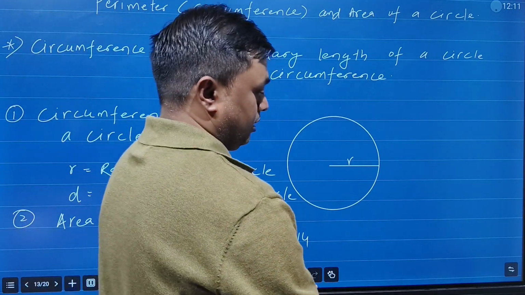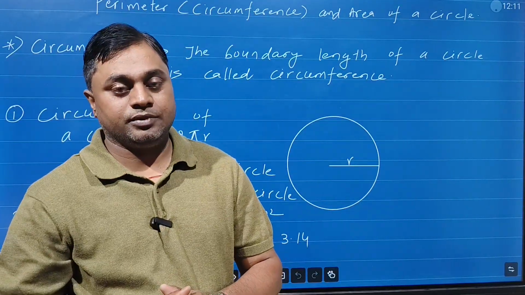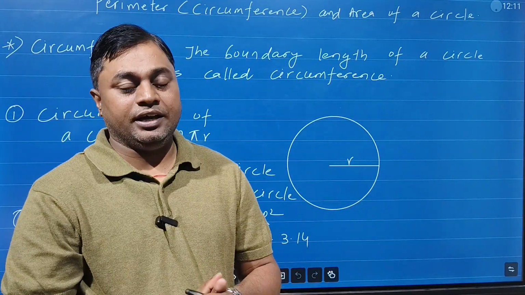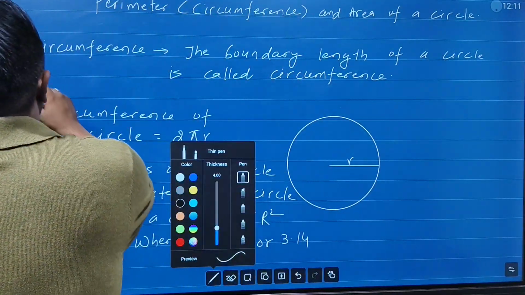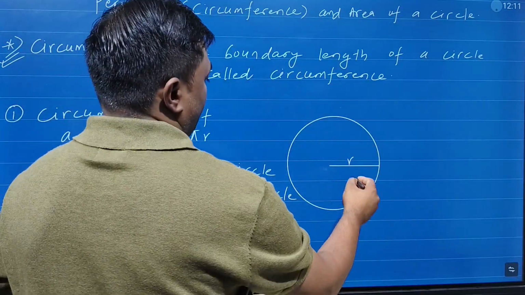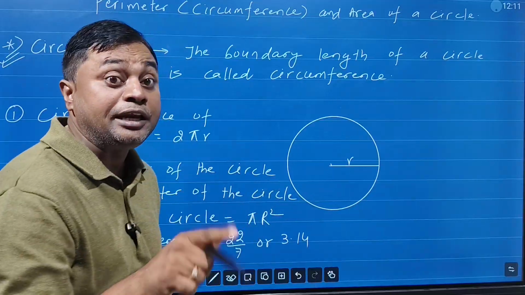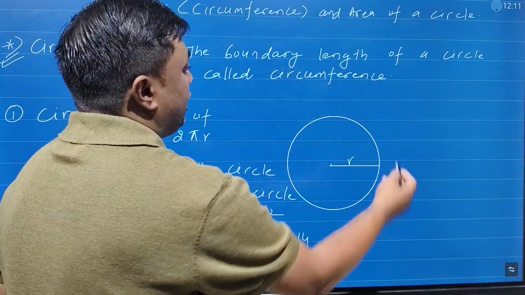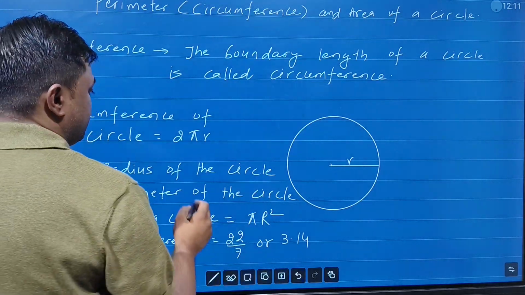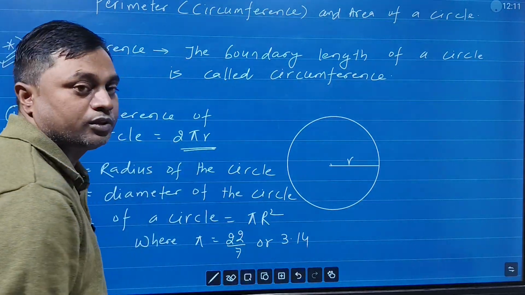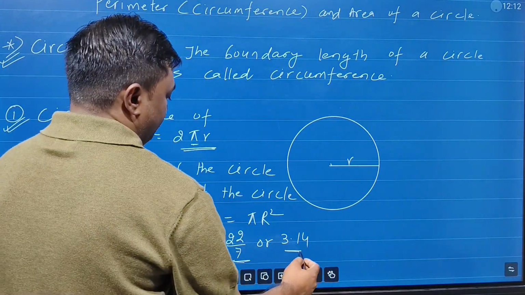Next, we talk about the circle. We learn the area and perimeter of a circle, how to find the area of a sector, and the area of a segment. As you know, we have considered a circle of radius r. What is circumference? Circumference of a circle is nothing but the perimeter of the circle, the boundary length of a circle. The circumference is equal to 2 pi r. Pi value is 22 by 7 or 3.14.